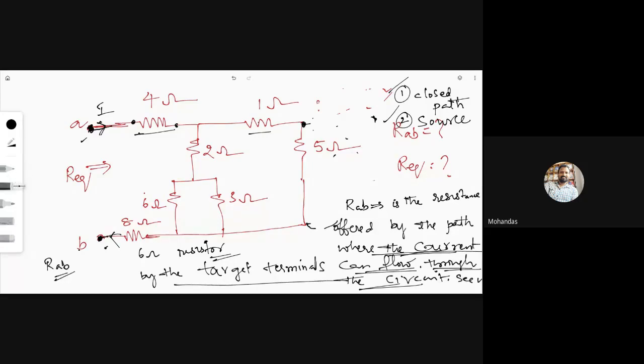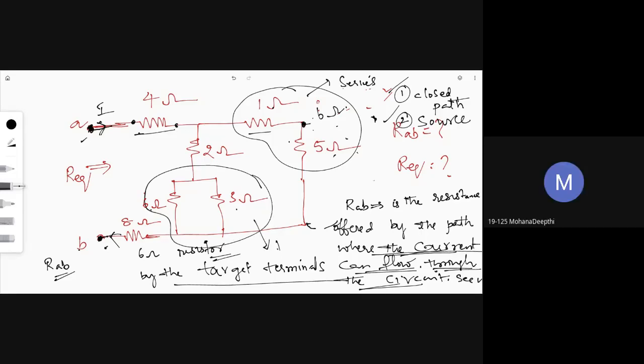So 1 and 5 ohm resistors are connected in series. What is the equivalent? 1 plus 5, 6 ohm resistor. Now see, 6 and 3 are in parallel. What is the equivalent resistance? 6 into 3 by 6 plus 3, 18 by 9 means 2 ohms.